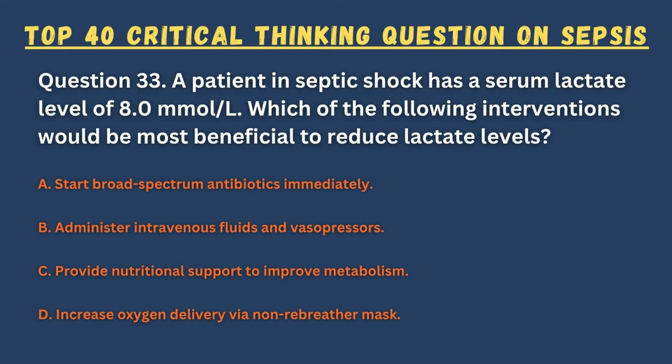Question 33. A patient in septic shock has a serum lactate level of 8.0 mmol per liter. Which of the following interventions would be most beneficial to reduce lactate levels? A. Start broad-spectrum antibiotics immediately. B. Administer intravenous fluids and vasopressors. C. Provide nutritional support to improve metabolism. D. Increase oxygen delivery via non-rebreather mask.